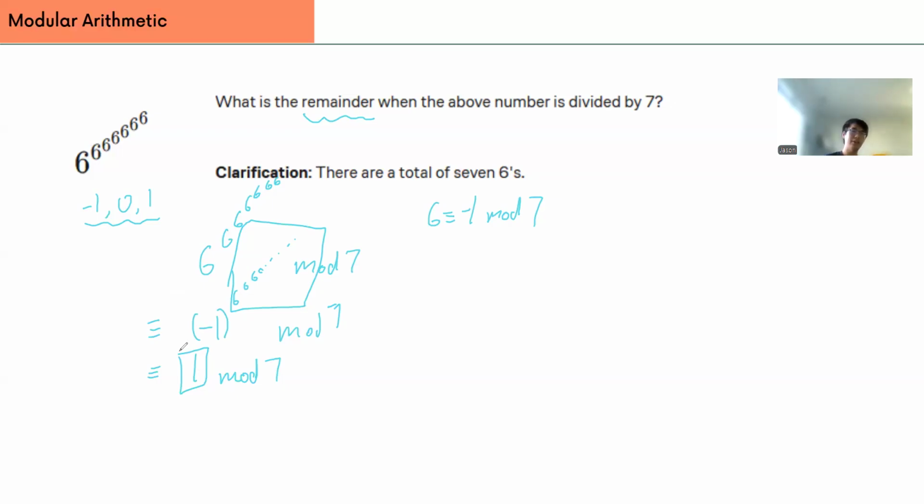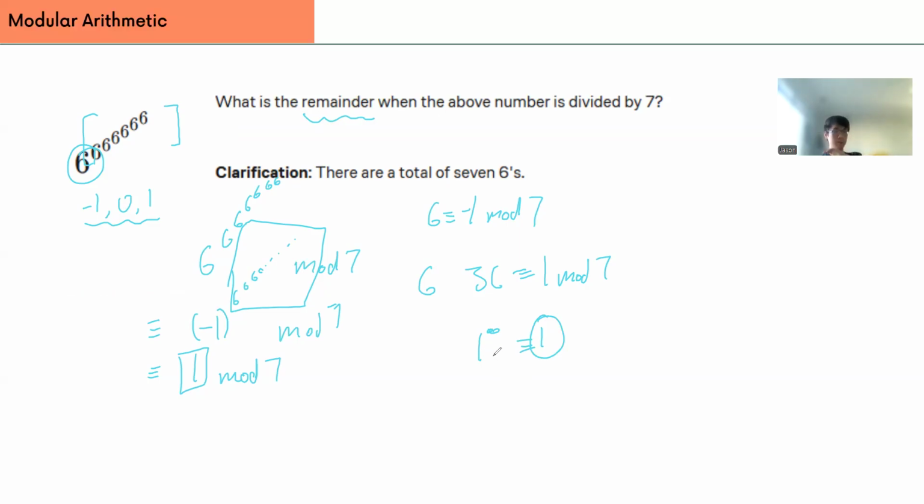The other strategy, if you didn't see that you could substitute in -1 right away, is to try substituting different powers of 6. 6 squared gives you 36, and you notice that 36 is congruent to 1 mod 7. So if the exponent is even, which it is, then we just have 1 times 1 times 1, and since it is even, we have 1 to the power of whatever, which gives us 1. So those are two different ways you can do it.